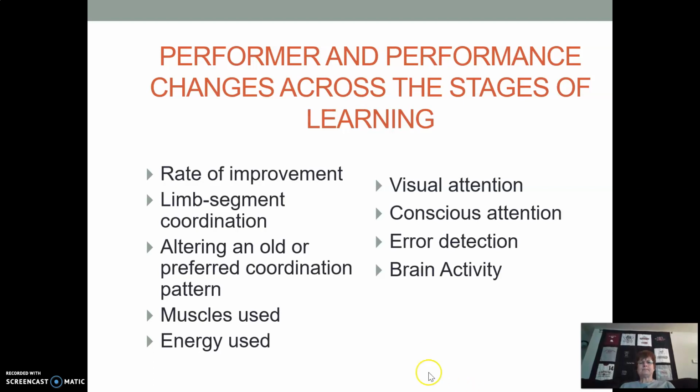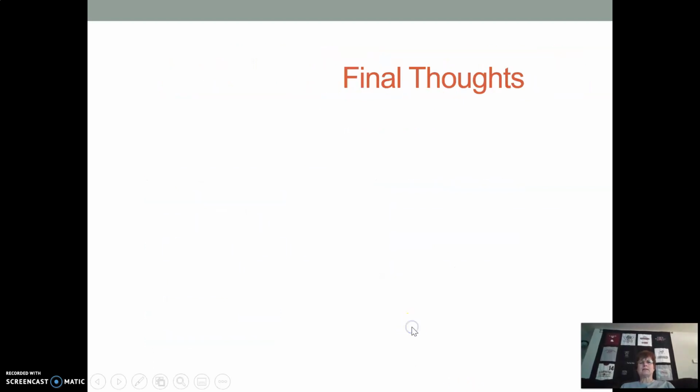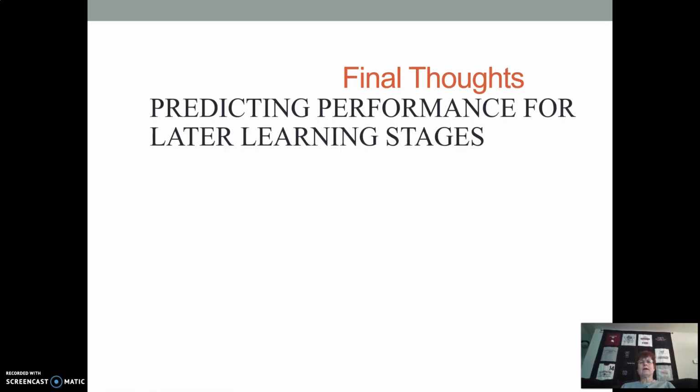As we finish up, I do want to give you one concept here, some final thoughts as we finish up the stages of learning, chapter 12. And this is predicting performance for later learning stages. There's always the idea that we can predict someone's level of proficiency by watching them as a beginner. So we see someone as a beginner who seems to be catching on quickly, doing well, and we automatically think that's going to be a more elite type athlete.